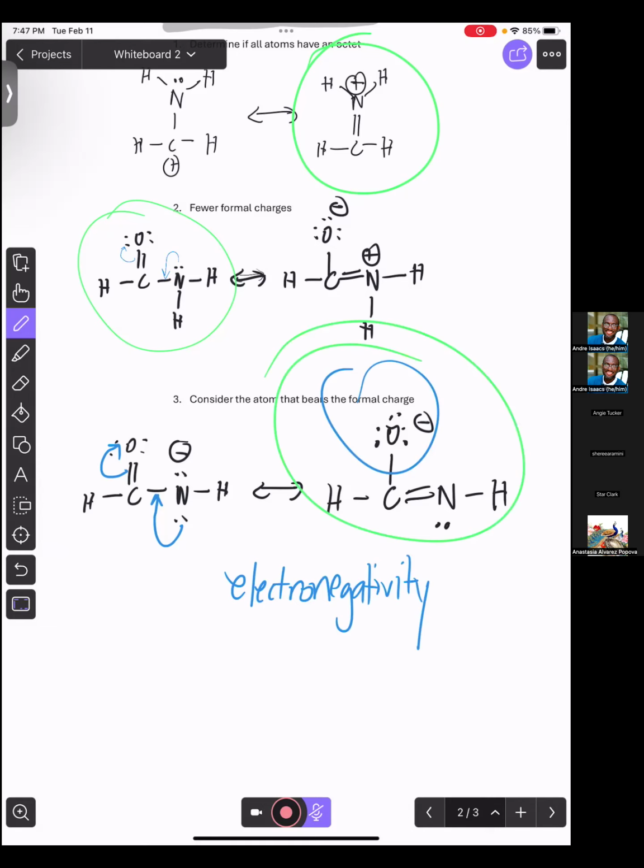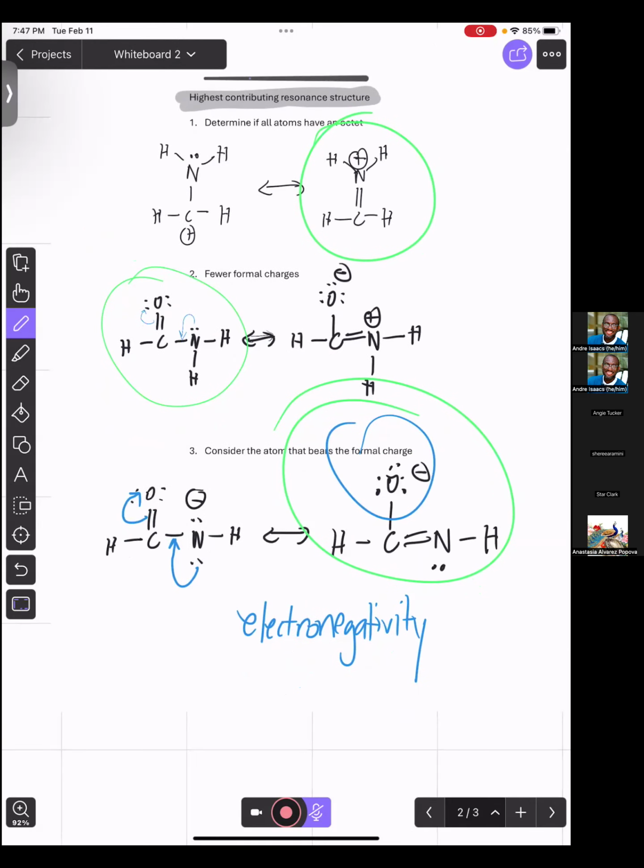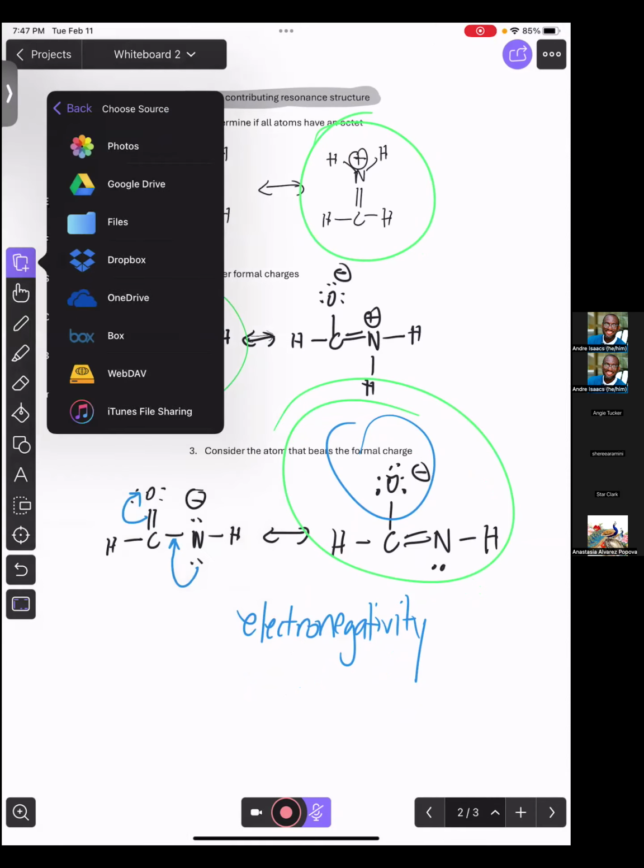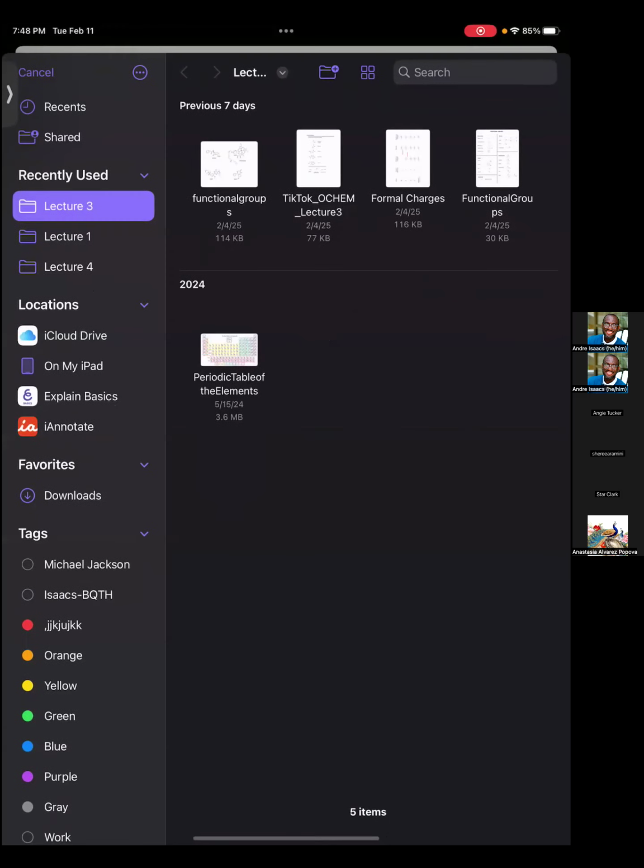So you can walk through all of these three every time you draw a resonance structure. If it's drawn properly where you can make these decisions, you'll be able to decide which of the two is better than the other. Okay? Now, there are a bunch of questions. So what I'm going to do is pull up a periodic table just to really reiterate these points.